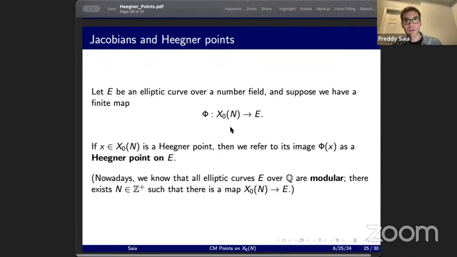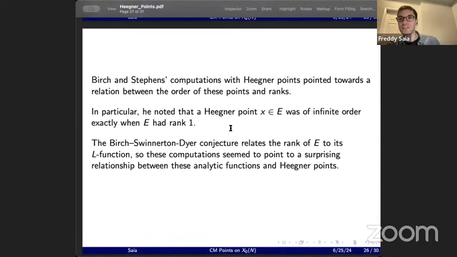But okay, Birch was performing these computations with his collaborator Stevens, and their data pointed towards a relation between the order of these points on the elliptic curves, these Heegner points, so whether they were finite order or infinite order, whether they were torsion or not in particular, and the ranks of these elliptic curves. And so in particular, I think something that Birch noted was that a Heegner point on your elliptic curve has infinite order, it's not torsion, exactly when your elliptic curve has rank 1. So that seems kind of surprising.